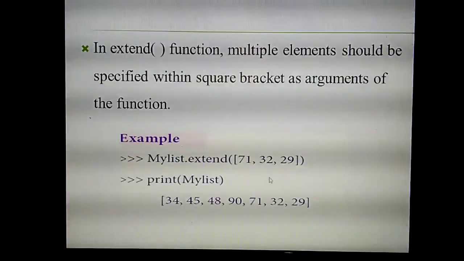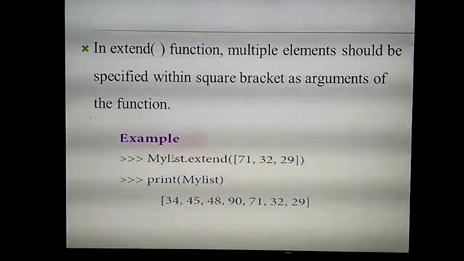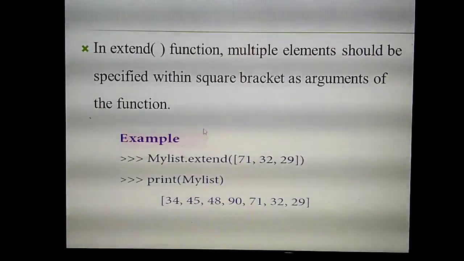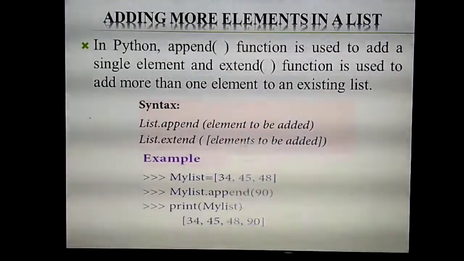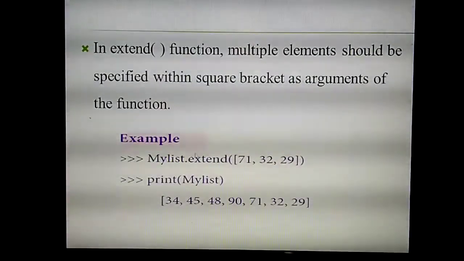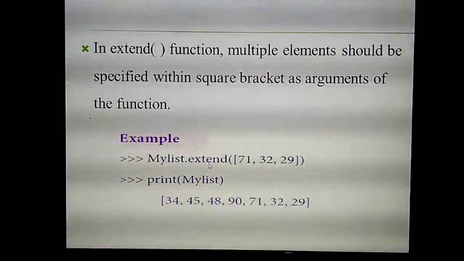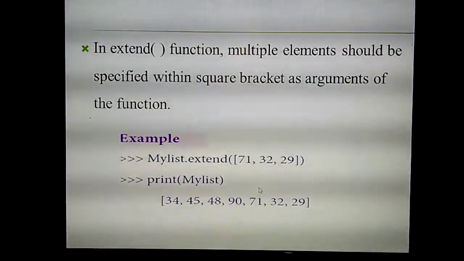Understand? See this example. Listen, the list is already there. Same example we studied last time. Already my list equals this. If you are confused, in your book you write my list equals 34, 45, 48. Same example, only now they are giving the extend function. So that is the list. Next, they are going to extend some values. Among that list, how many values are you going to extend? 71, 32, 29. You are going to add three more values to the list.